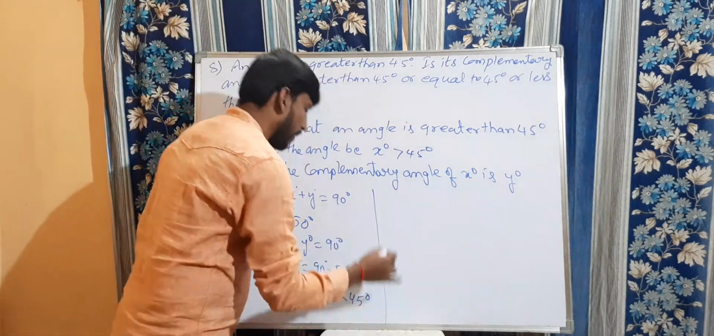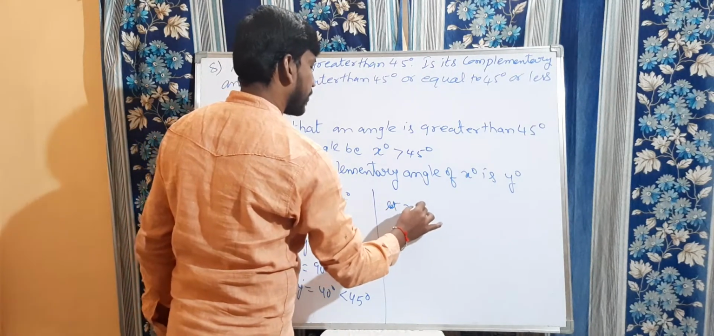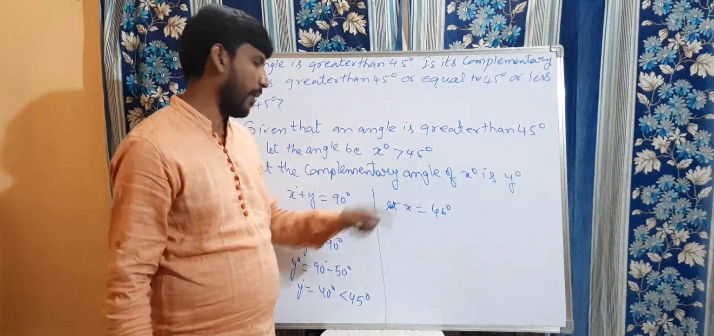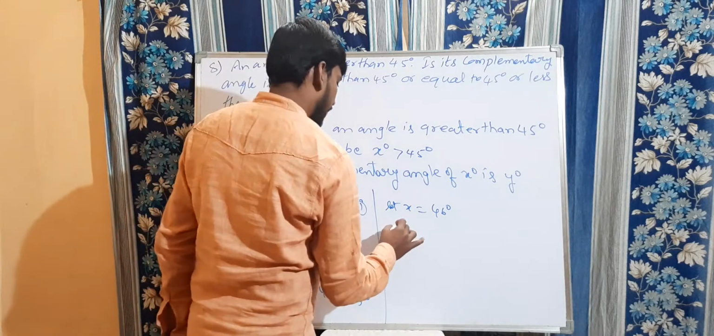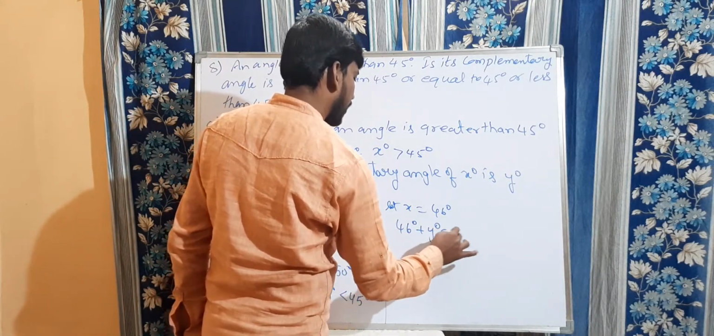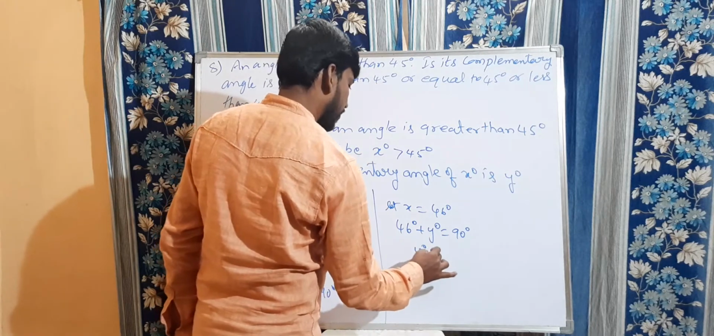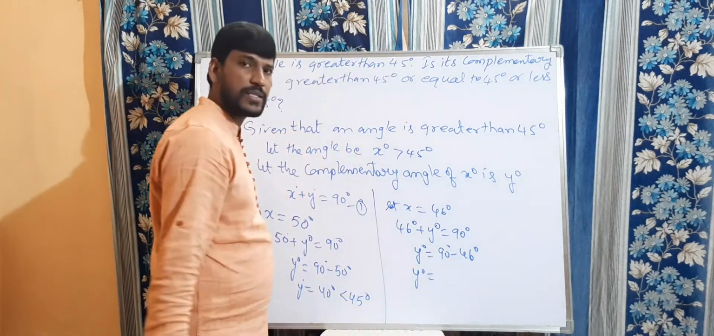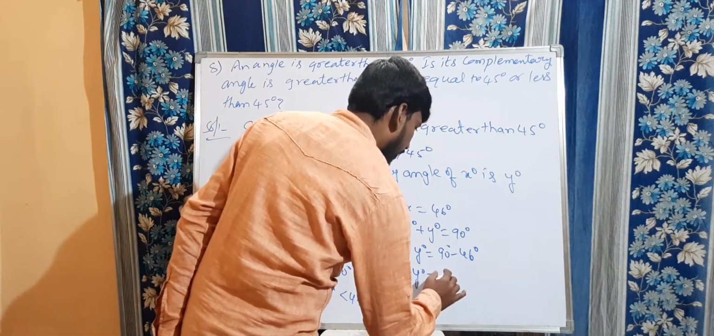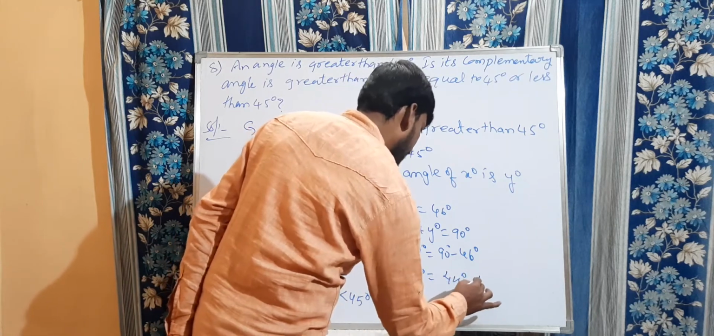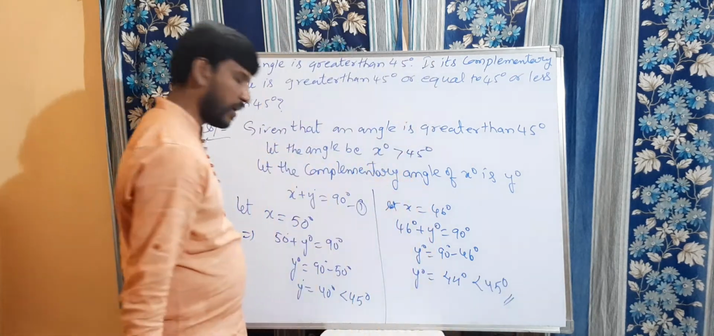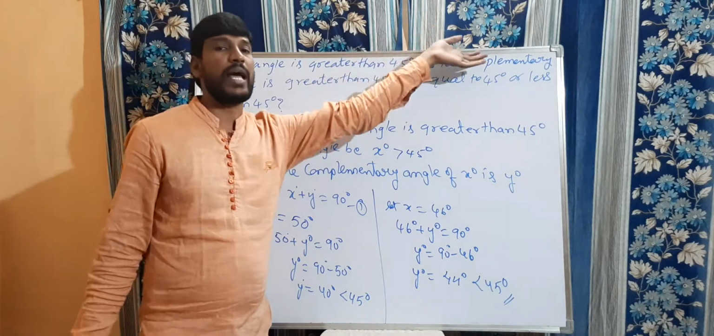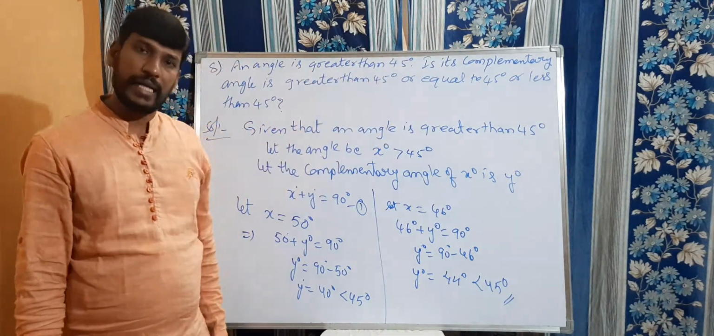Let us take one more example. Let x be equal to 46 degrees, which is also greater than 45 degrees. Substituting in equation number 1, 46 degrees plus y degrees is equal to 90 degrees. Then y is equal to 90 minus 46, which is 44 degrees. Even this is less than 45 degrees. Clear? So whatever the angle, if an angle is greater than 45 degrees, its complementary angle is always less than 45 degrees. We got the proof here.